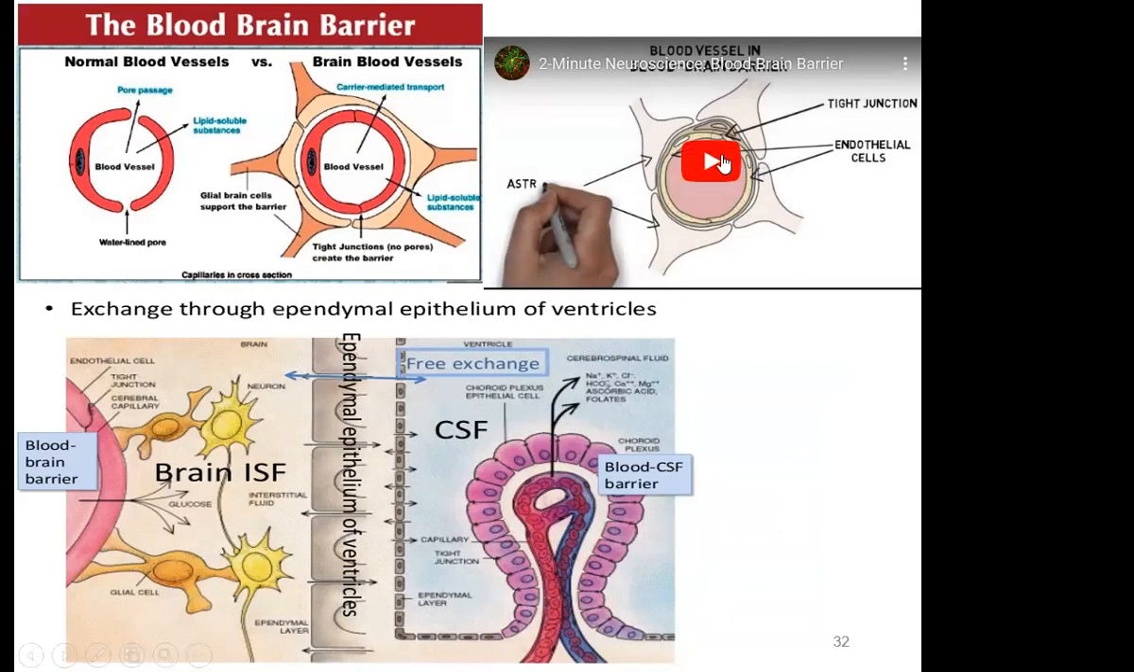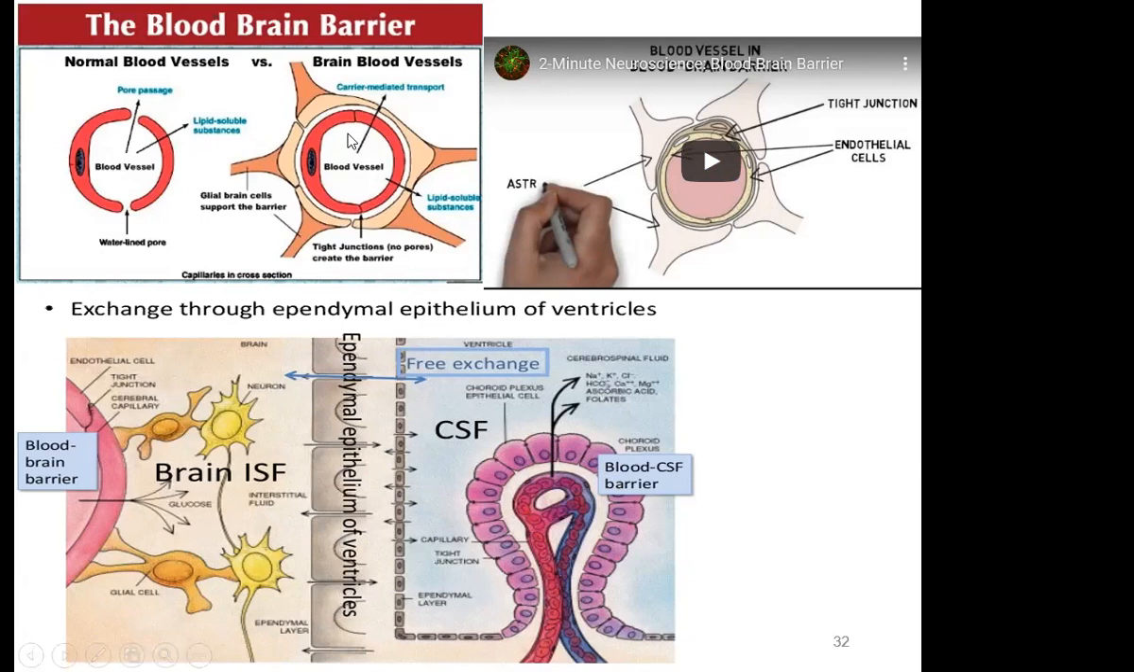Here's a little video right here that if you want to watch this, this will explain more about those tight junctions and the endothelial cells within the capillaries, as well as the astrocytes and the role that they play in maintaining this. So again, you can see a picture of it right here, blood-brain barrier, but there's also something called the blood-CSF barrier. So in this blood-CSF barrier, you can see this capillary right here, but this goes back to the picture that I showed you earlier. These ependymal cells are going to surround the capillaries whenever it comes to the blood-CSF barrier.